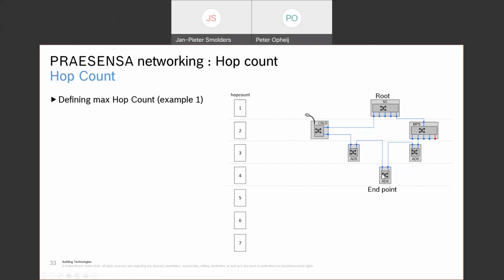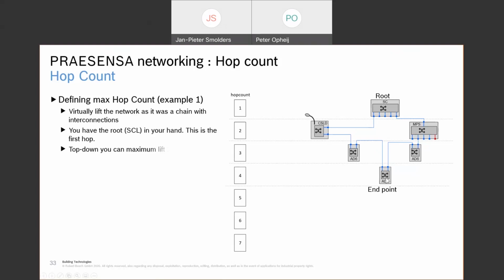What you can do, look at it as a chain, a necklace. Hold the root in your hands, and then you can lift it, and you see this is level 2. These are the 2 hop number 2, hop number 3, hop number 4. And you know that we can have a maximum of 22 devices, but in this case, there is no problem at all. We have 4 hops and that's it.